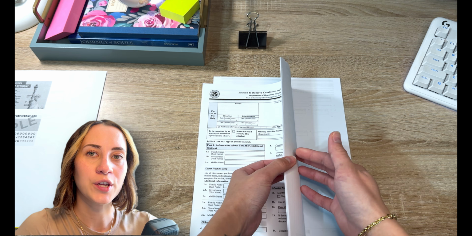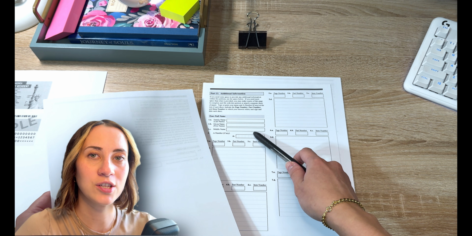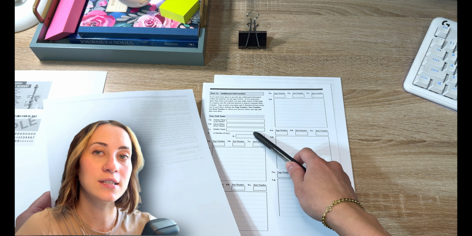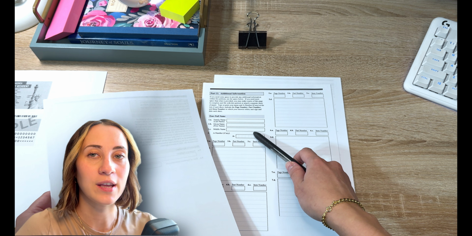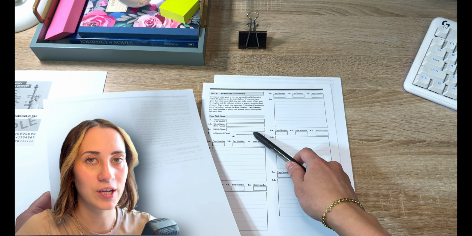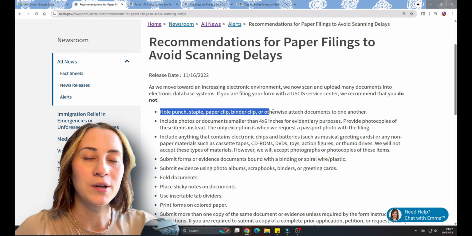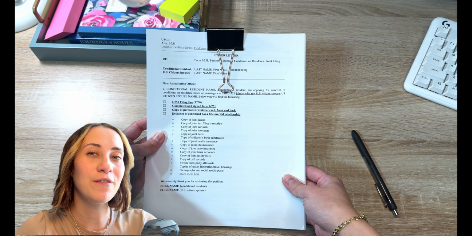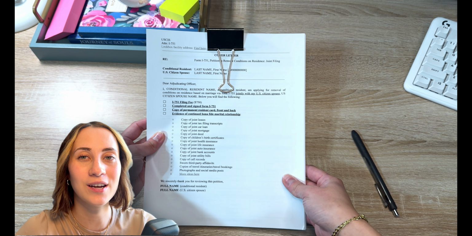Do not forget to include every single page of your application, even if some pages are intentionally left blank, such as, for example, the additional information page, the last page of your application. So even if there's nothing written on it, you still must include it with your application. Additionally, you are not allowed to use staples, paper clips, heavy-duty staples. You're not allowed to hole punch anything. If you would like to keep your packet together, you are allowed to use this one large paper clip.